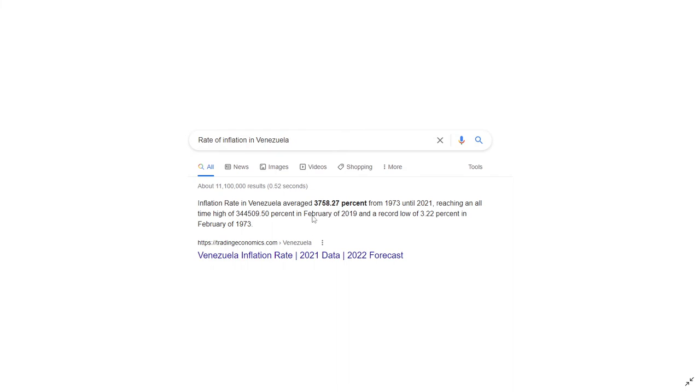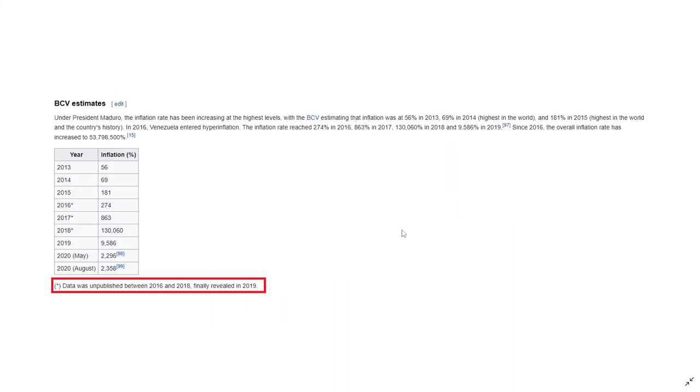So in this example, I took Venezuela. As you can see, from 1973 until 2021, the average inflation rate over there was 3,758%. Looking further, as you can see, everything started to go downhill in 2015. The inflation rate was 181%, the highest in the world at that time.